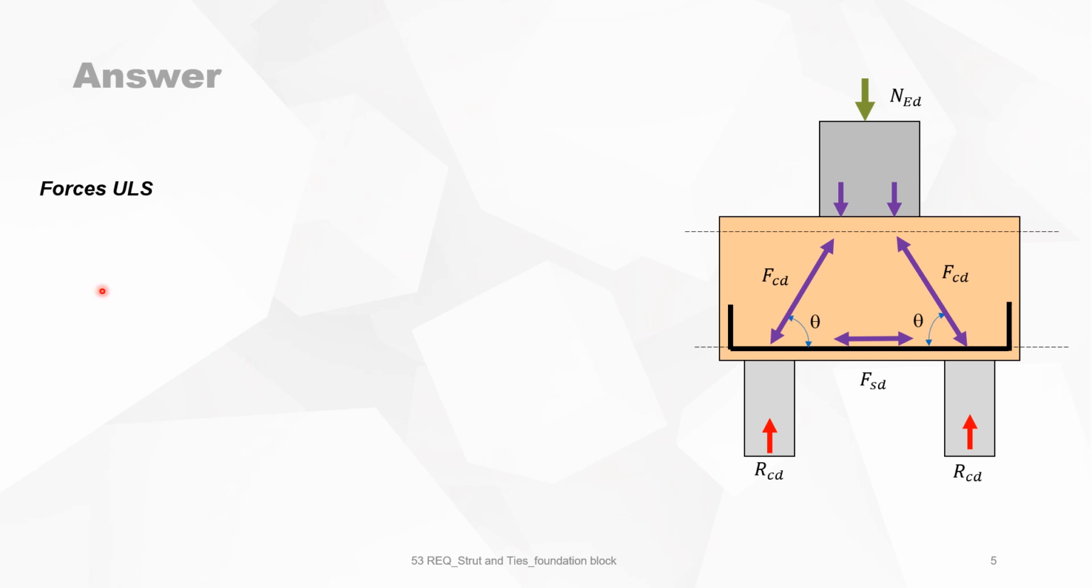Now let's have a look at the forces in ULS. The whole system works like this: this is the applied load, it splits in two, half-half, and with a concrete strut, it is diverted to the two supports of the concrete block. Because this strut and this strut are divergent, you have here compression and there tension. So this is the reinforcement.